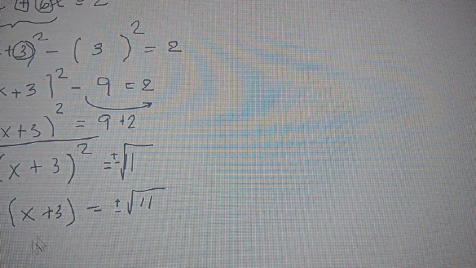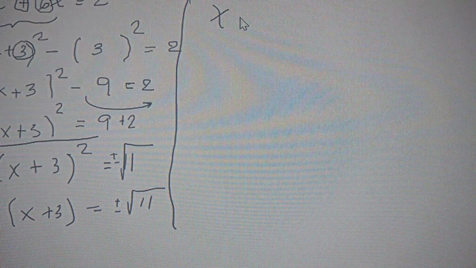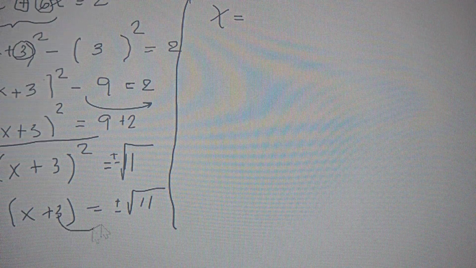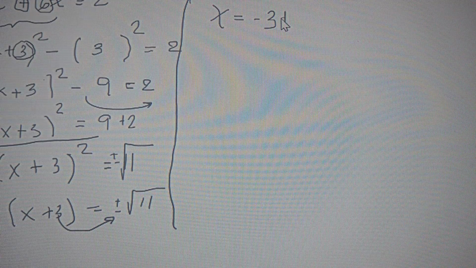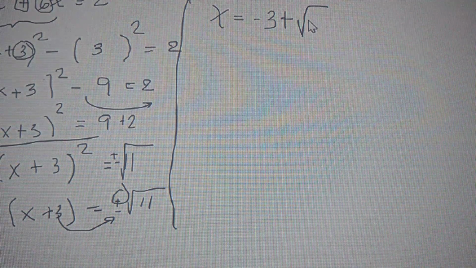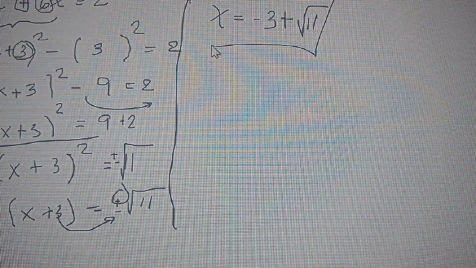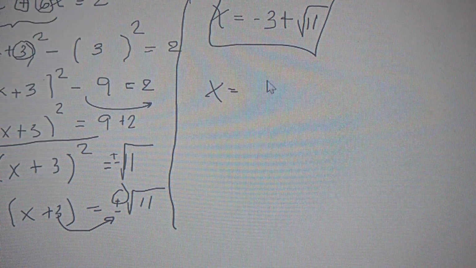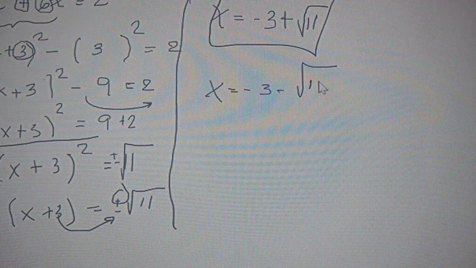So one solution is, continuing here, x is equal to, by moving that 3 over to the other side, minus 3. Using the plus first, plus the square root of 11. That's one solution. What's the other solution? Using the negative, x is minus 3 minus the square root of 11.